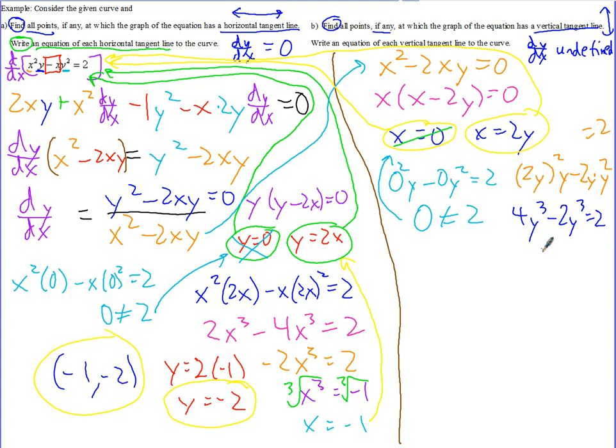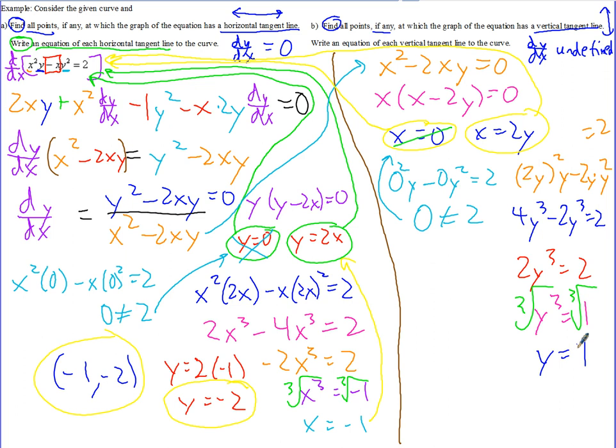Then just combine your like terms. 4y cubed minus 2y cubed is 2y cubed. Divide by 2, y cubed equals 1. And take the cube root of both sides. So y is equal to 1.